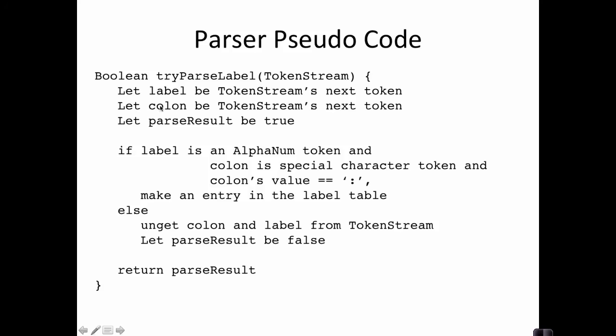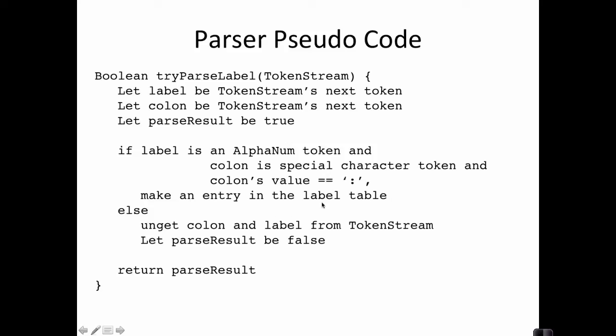Here's how we would try and parse a label. What we'll do is we'll take the first two tokens from the input stream. We'll call the first one label and we'll call the second one colon, and we'll set this default result value, which is what we're going to return, saying that yes, we did indeed parse a label. And you'll see that I return that down here. If we aren't able to parse a label, then we'll set this to false. If the label, meaning this token that we pulled out of the input stream, is an alphanumeric type, which a label should be, and if the colon is a special character, meaning this colon here is of type special character, and its value is actually a colon, then we know we have a label, and we can make an entry in the label table.